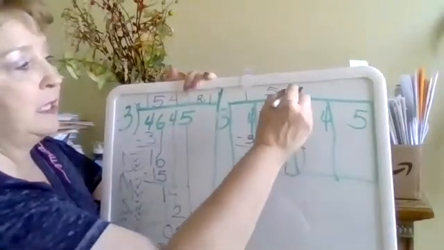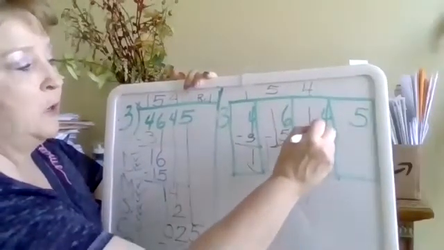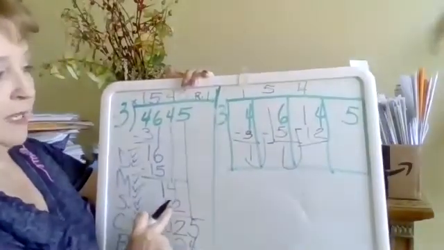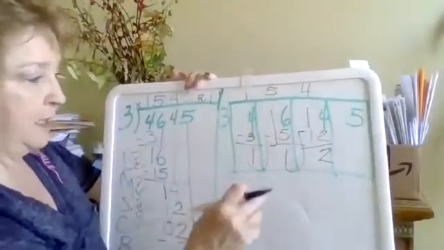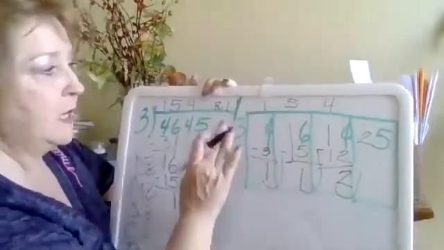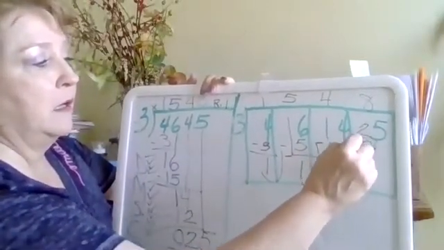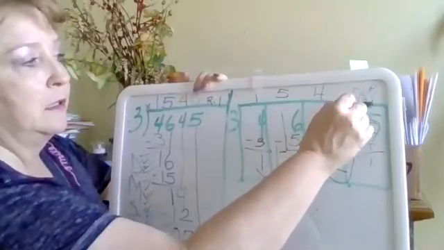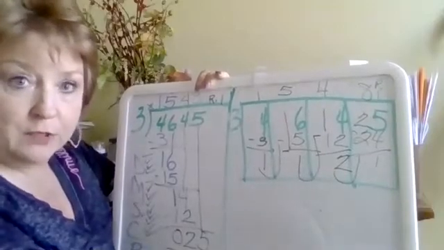Can 3 go into 14? Yes, 4 times. 4 times 3 is going to be 12. So 14 minus 12, it's the same as this step down here, is 2. This 2 is less than 3, so I'm going to bring over, and I have a 25. 3 can go into 25 8 times, which is 24, and I have my 1 remainder. Okay, that is 2 different ways of doing long division.